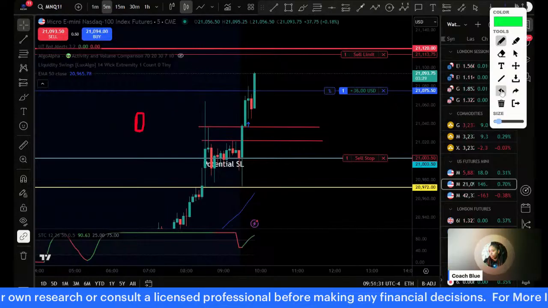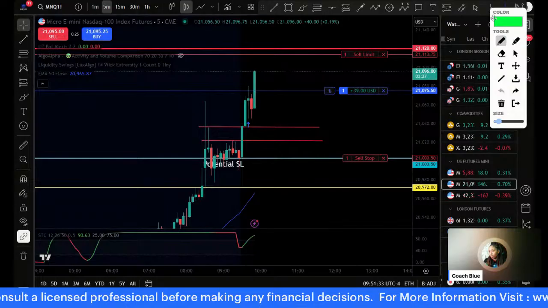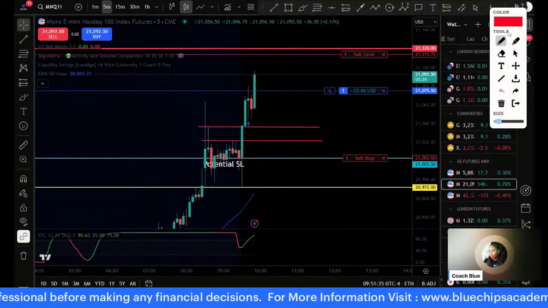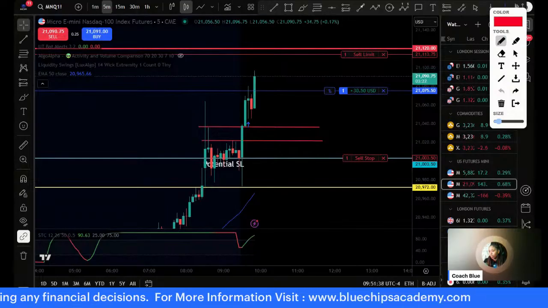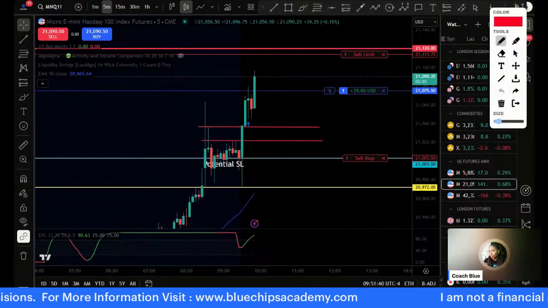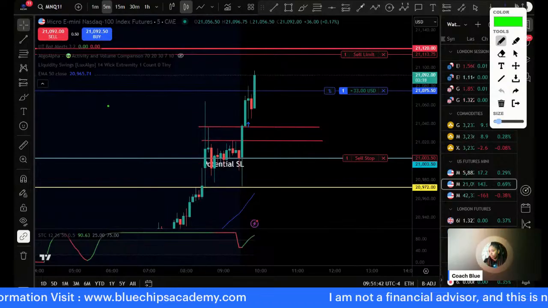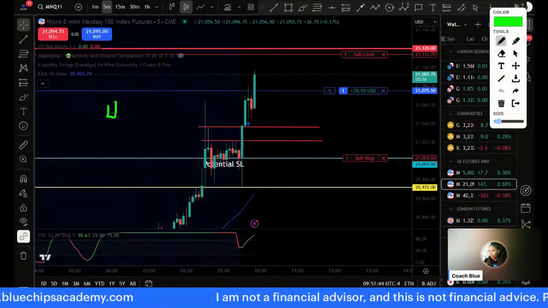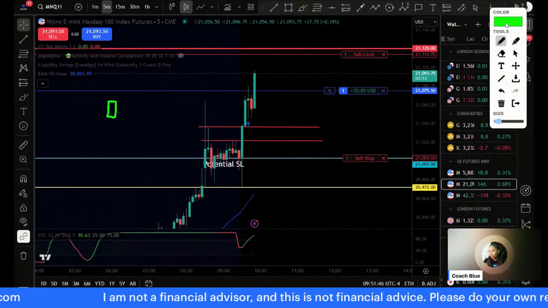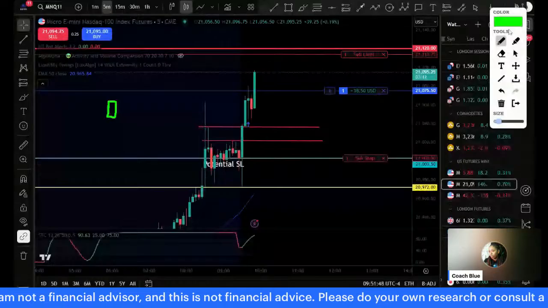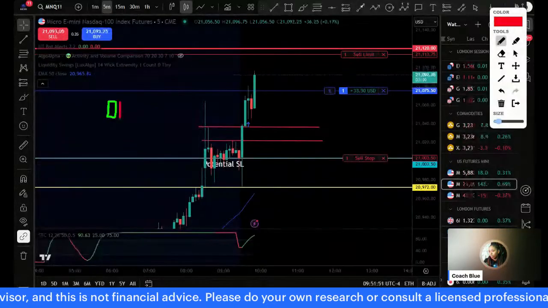With a bearish engulfing candle, it's the opposite. So you'll have a bullish candle that's like this, and then you'll have a bearish candle that's like this.